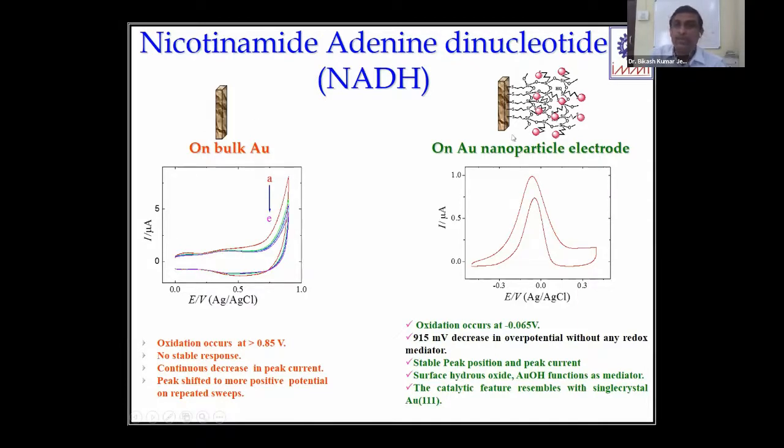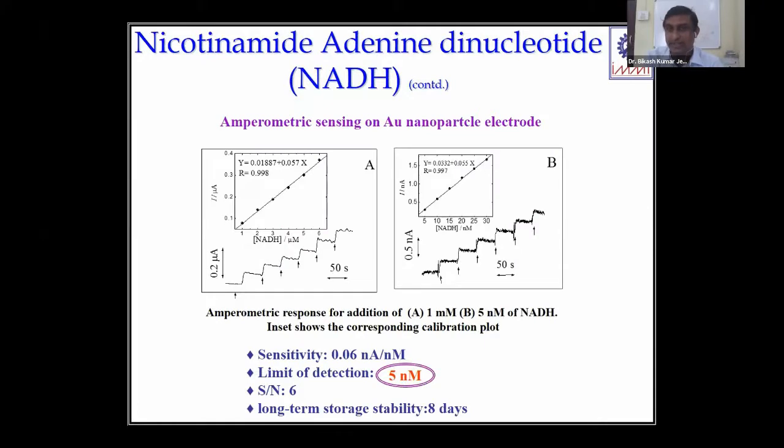So after modifying with the gold nanoparticle, what we observe is, this is the bulk electrode. You can see its response towards NADH is not showing a prominent peak, and it is oxidized at a very high overpotential, like 0.9 volt. That means you have to give more potential, more energy you have to consume. But when you modify with gold nanoparticle, it is oxidized at lower overpotentials. So that's why this gold nanoparticle modified electrode shows good response towards NADH.